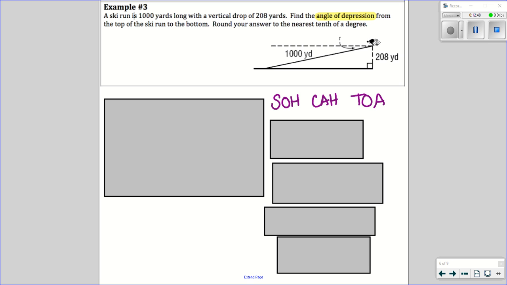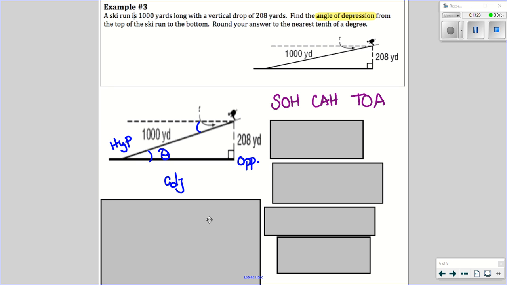So from here, where this little guy is, we need to find the angle of depression, what they're pointing at with that arrow. Round your answer to the nearest tenth of a degree. All right, so we see that the 1,000-yard is the slope, which is opposite the 90-degree angle, so that's going to be the hypotenuse. And this is our height, 208. If this is a depression, we know that depression is equal to elevation, so whatever angle we find here is going to be the same in this area.